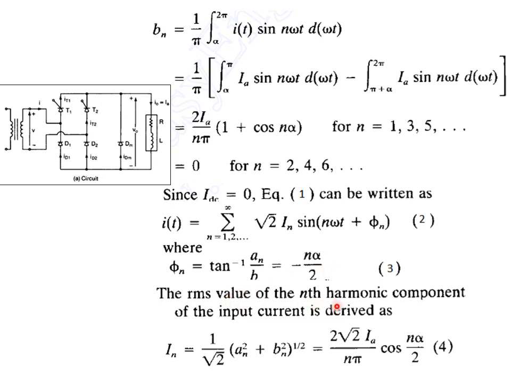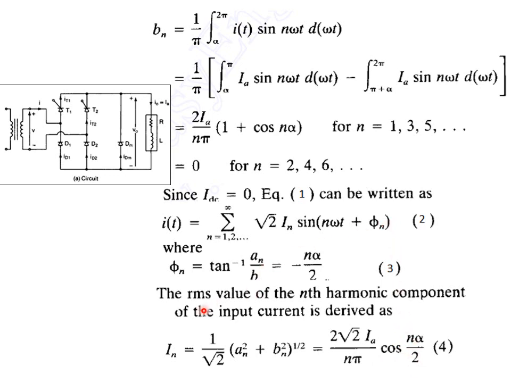The RMS value of the nth harmonic component is given as 1 upon root 2 times the square root of a_n squared plus b_n squared. If I solve it, I will get 2 root 2 Ia upon n pi cos(n alpha by 2). These formulas you are expected to remember.